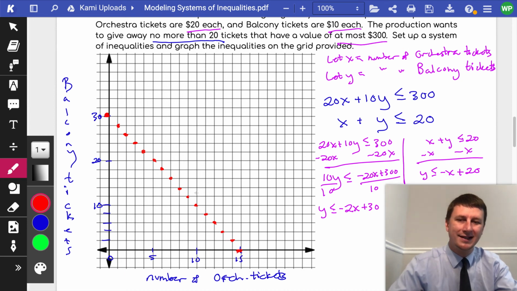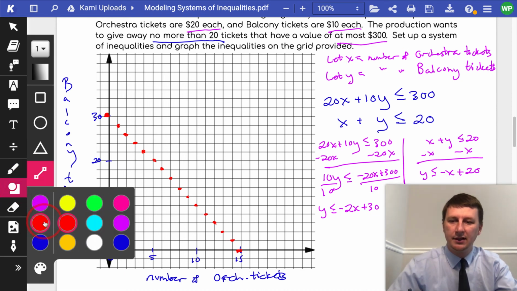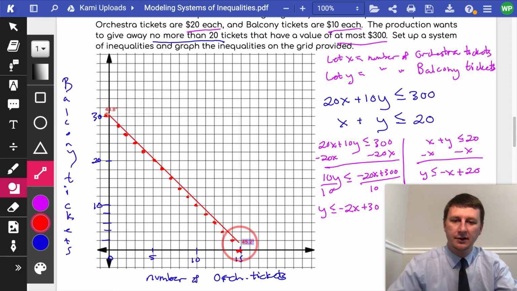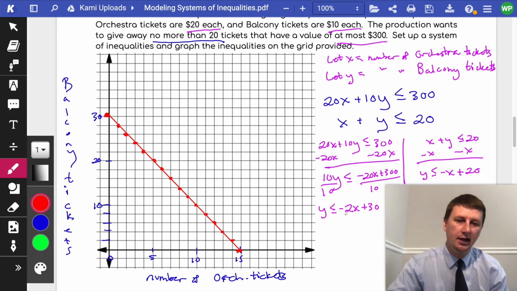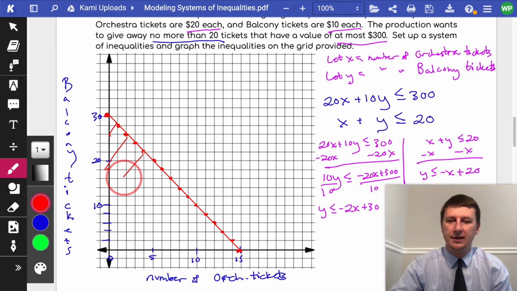And we're going to connect those with a solid line because it's equal to, so it includes all those points. And again, no arrows, because we can't sell negative balcony tickets or negative orchestra tickets. But we do want to shade this, and it says where y is less than that inequality, and less than is going to be down.